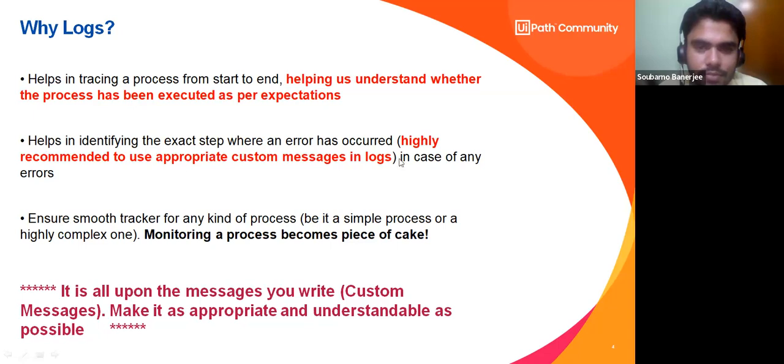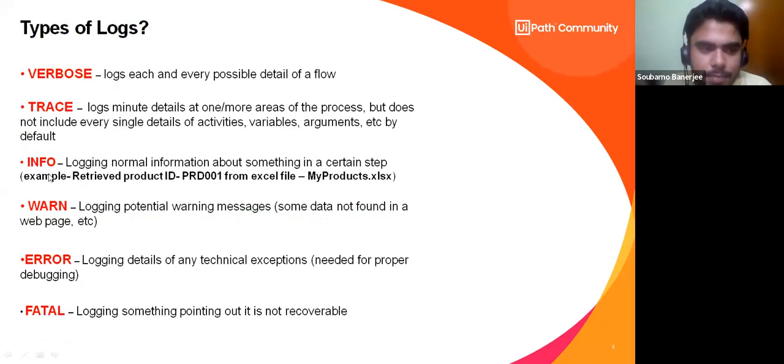And then what I've tried to write here, it says highly recommended to use appropriate custom messages in logs. This means whenever you write something, you need to be very specific about it. Say you are writing a log message, it shouldn't simply be product ID hyphen this. It should be as specific as possible. If you take a look at this example right here, retrieve the product ID from the Excel file path. Now I have provided only the file name, but in reality, you'd want to provide the entire file path, right? That will help you understand better that this is the file from where it tried to fetch this data. That is what I mean by this point.